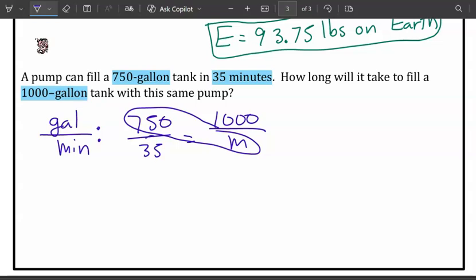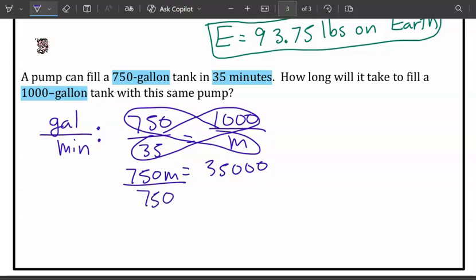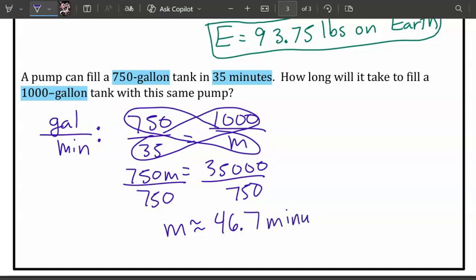Cross multiply. We get 750m equals 35,000. Divide each side by 750. And then we can round that to be approximately 46.7 minutes to fill a 1,000-gallon tank.